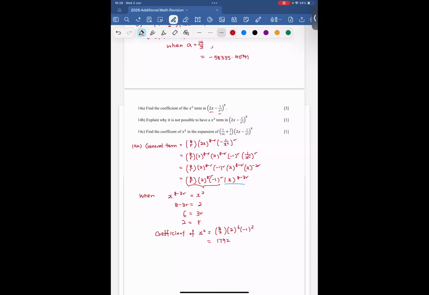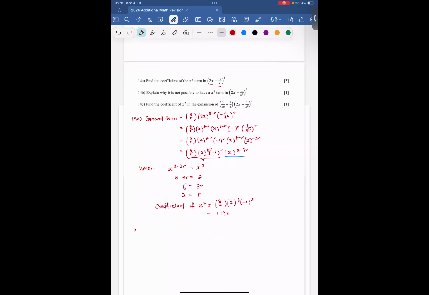Explain why it is not possible to have the x cubed term. So we say when this equals x cubed, we know that 8 minus 3r equals 3. 5 equals 3r, r equals 5 over 3. We explain by saying since r is not a positive integer, x cubed term does not exist.